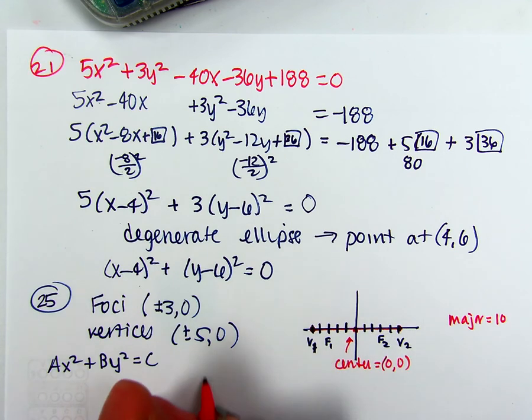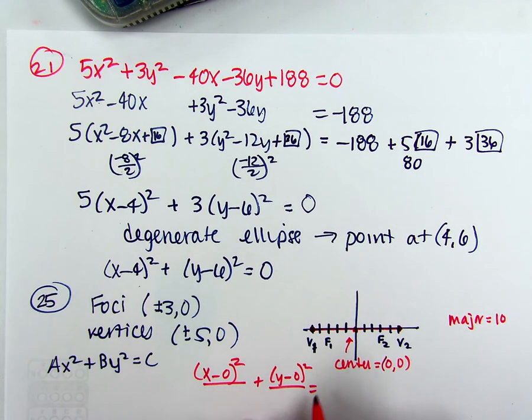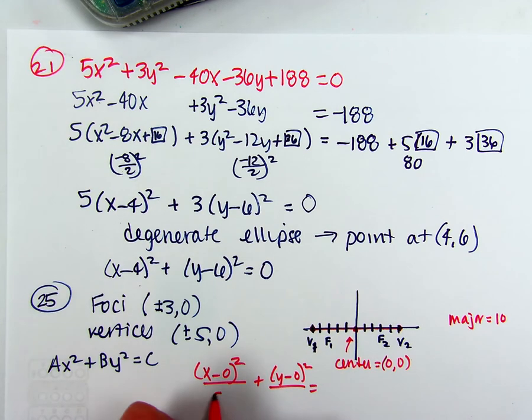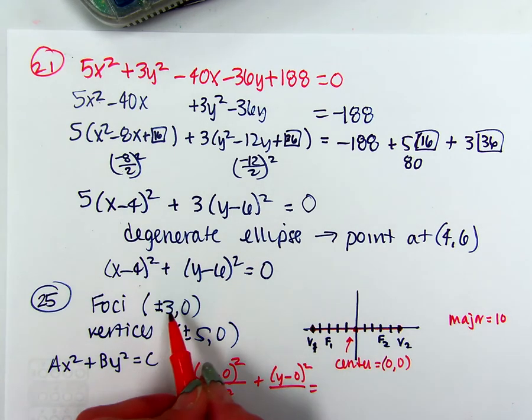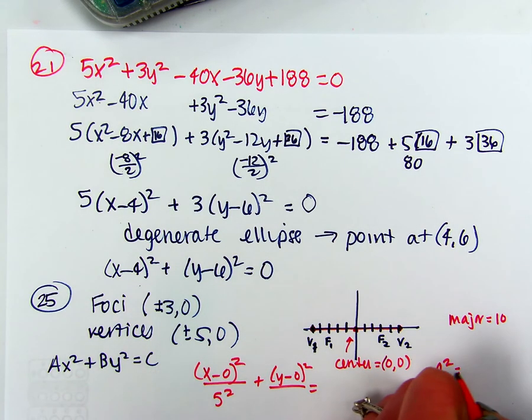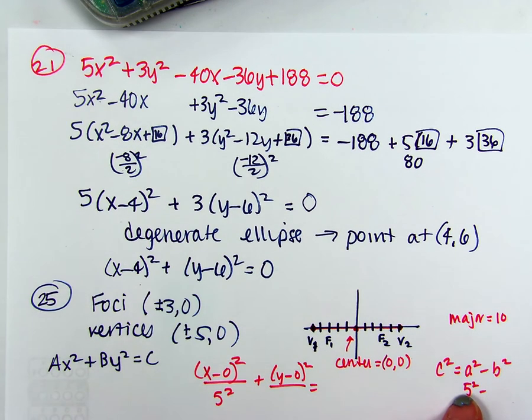So I know that I'm going to have x minus 0 squared, y minus 0 squared. Right? How far do I go left and right? 5 units, so this is 5 squared. I don't know how far I'm going up and down, but based on my focal points, I can use c squared equals a squared minus b squared. My major axis is 10, so that's 5 squared here for a squared.